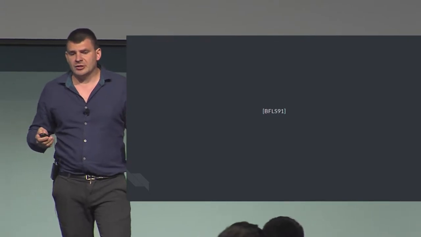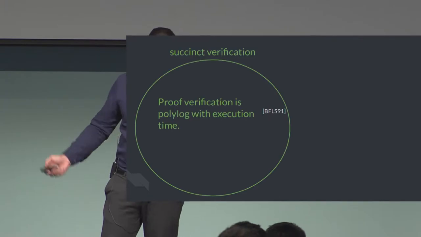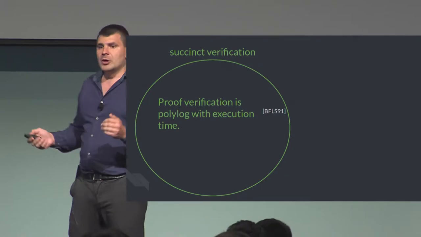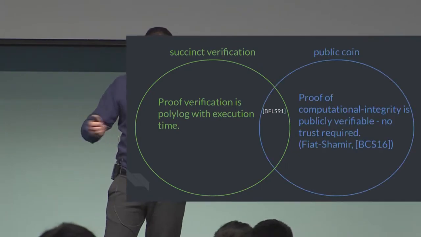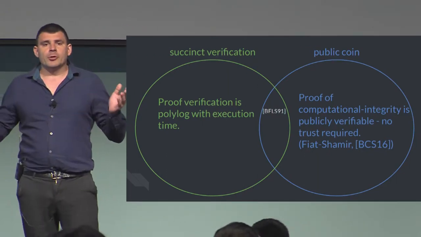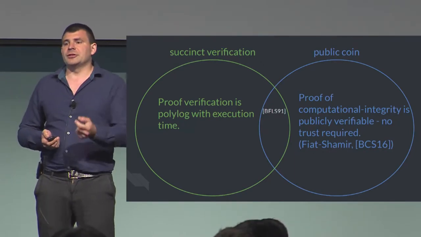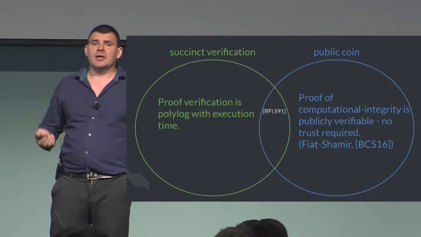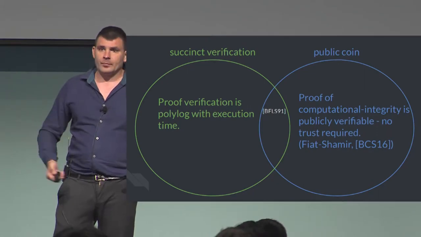The BFLS construction had many great features. I would like to focus on two of them. One of them is succinct verification. The verification of the proof is polylogarithmic in the length of the execution. The other one is public coin randomness. It means that using common compilers, the prover could generate a non-interactive argument that can be spread and published to anybody, and anybody would be able to verify it with no trust assumptions.